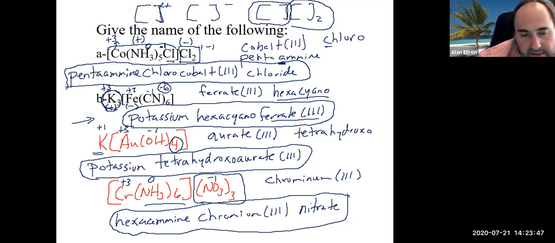In these normal situations, you don't see that because the counter ion is there to completely balance out the complex ion. So you don't typically need more than one of the complex ions. Other questions on that?